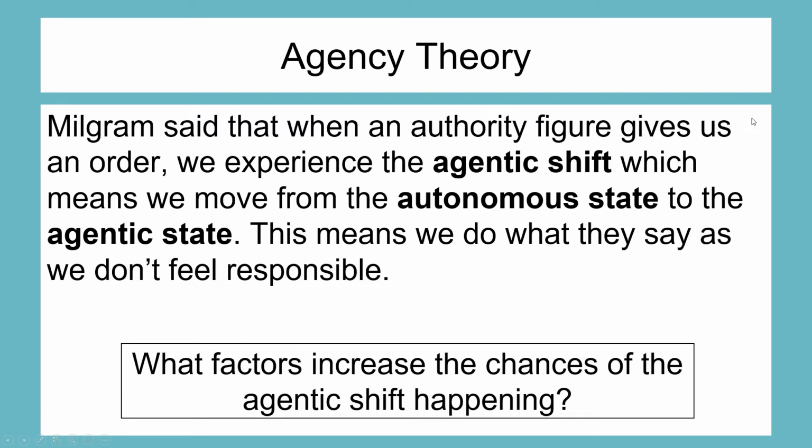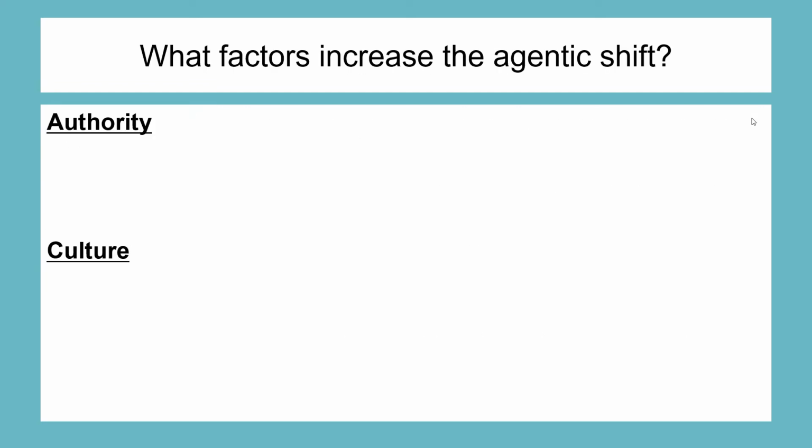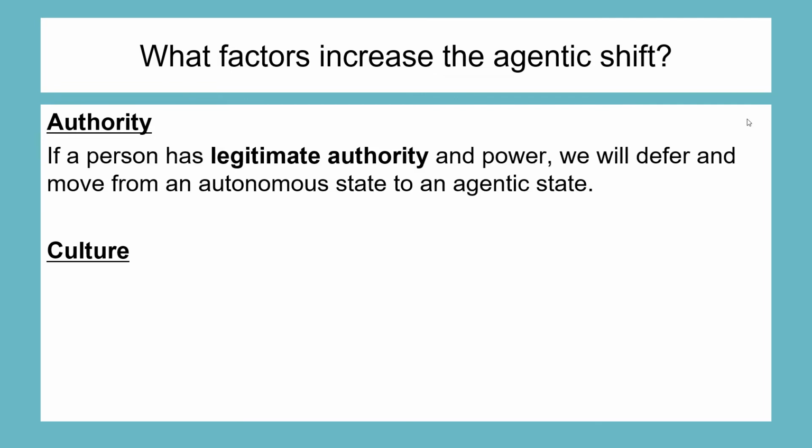Now, there are a number of factors that can increase the chances of the agentic shift happening and us entering the agentic state, and we need to know these in case they come up in the exam, or in case we need to apply them to certain situations. So those factors are social factors, because agency theory is a theory of social factors, and the first two social factors are authority and culture.